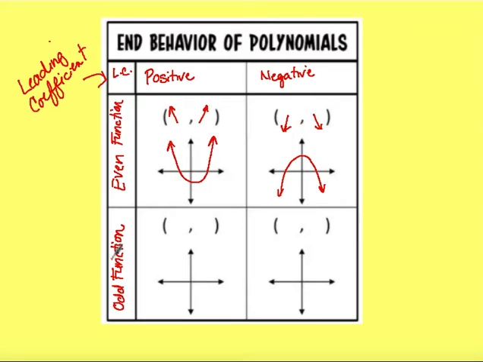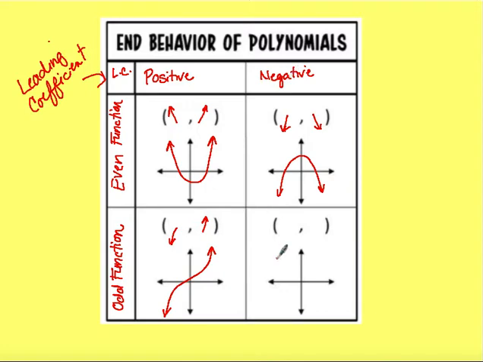All right, for an odd function, they're going to go in opposite directions. Now, if our leading coefficient is positive, for an odd function, it's going to always increase. So it's going to start low and end high. However, if that leading coefficient is negative, it's going to be a decreasing function where it starts high and ends low. So how do we write those end behaviors?